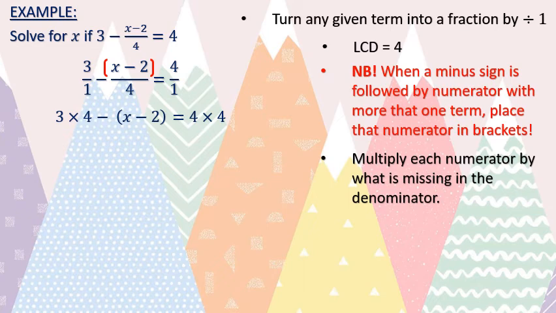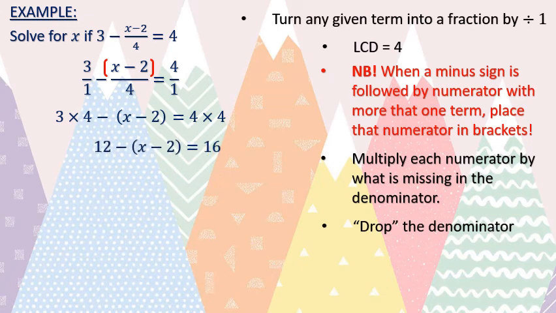And now we neaten things up. So we're going to have 3 times 4 gives us 12. We're dropping the denominator and we're solving a linear equation. Negative 1, I haven't shown the 1 because the denominator was a 4 already. So now we're going to just have negative x minus 2 equals 4 times 4, which is 16. Now in our next line, all we have to do is distribute that negative. So we're going to have 12 minus x plus 2 equals 16, and the rest is easy peasy.